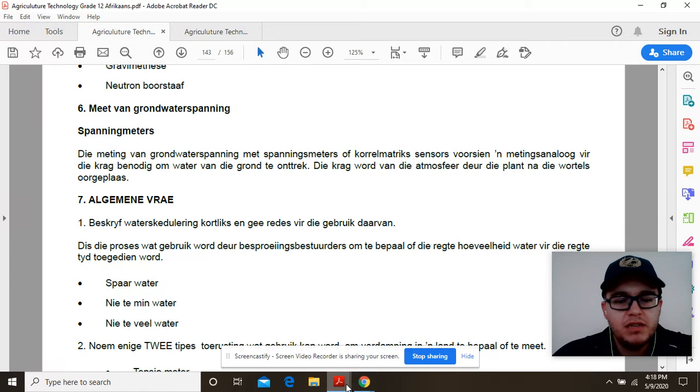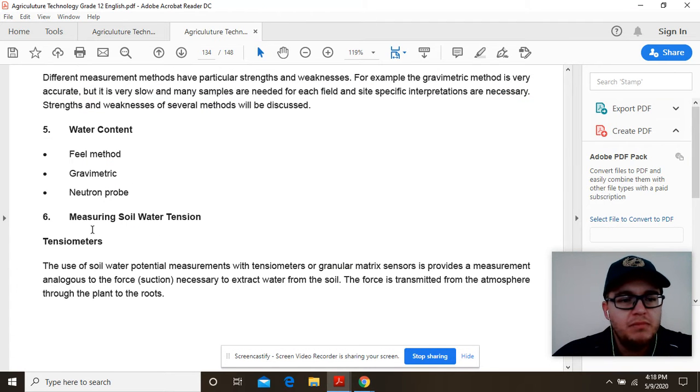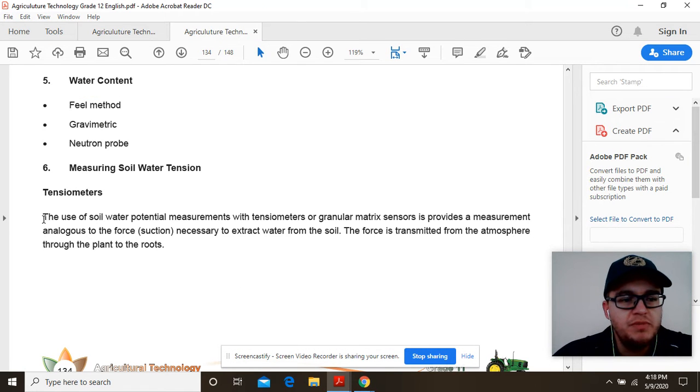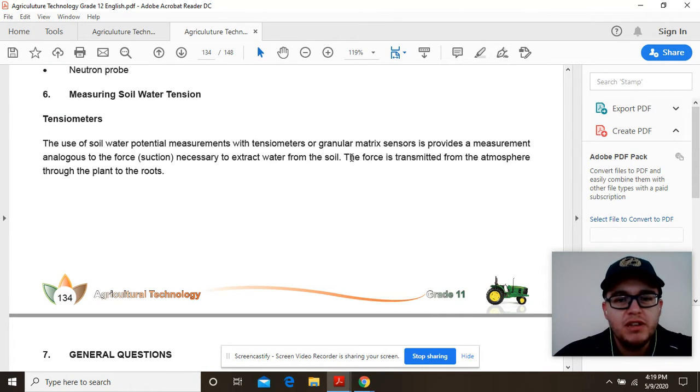Let's quickly see what this says in the English book here. Measuring soil water tension meters. The use of soil water potential measurements with tension meters or granular matrix sensors provides a measurement of the force or suction necessary to extract water from the soil. The force is transmitted from the atmosphere through the plant and the roots.